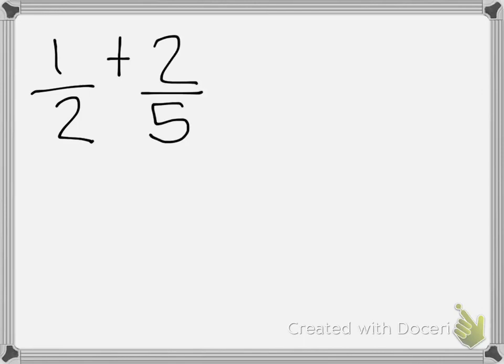Okay, today we are going to add fractions with unlike denominators. So I'm going to start off with adding 1/2 plus 2/5. We see that both fractions have an uncommon denominator. So to come up with a common denominator, I tell the students that one way you can come up with a common denominator is to get the LCM, which is the least common multiple.